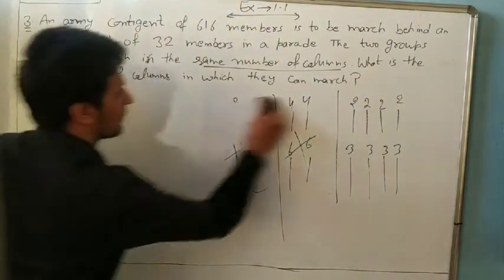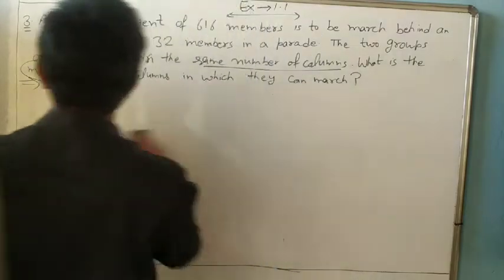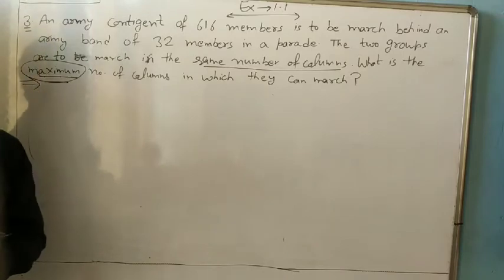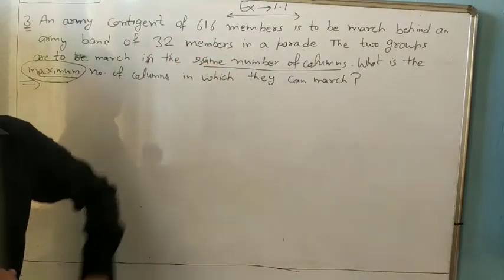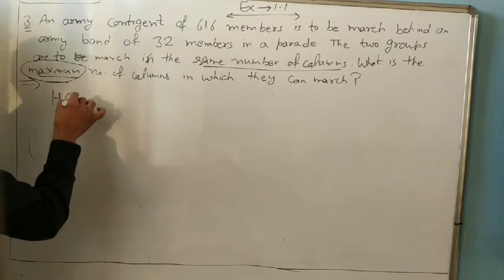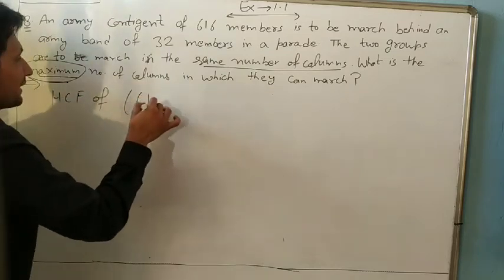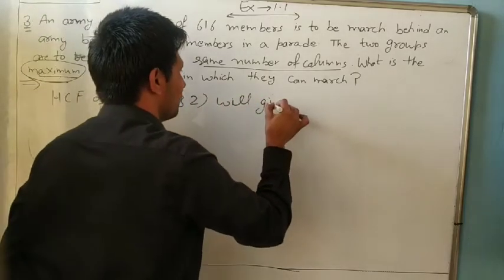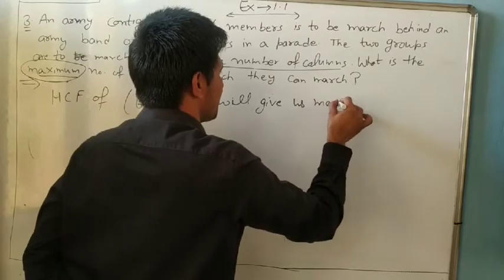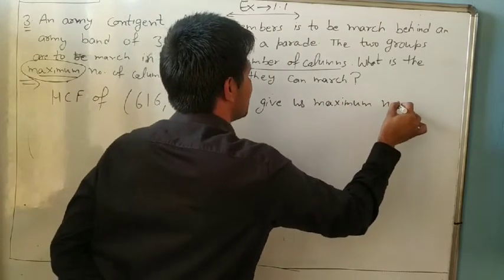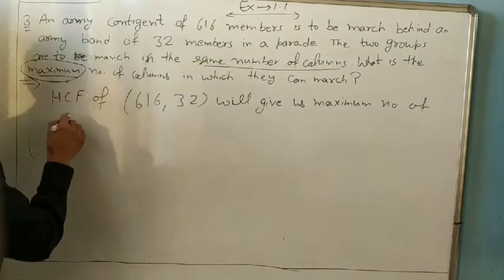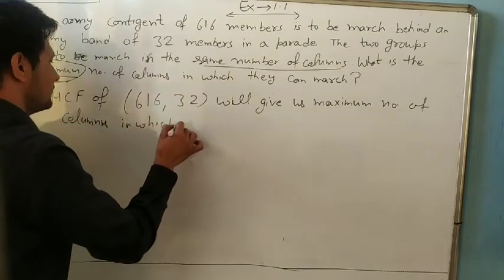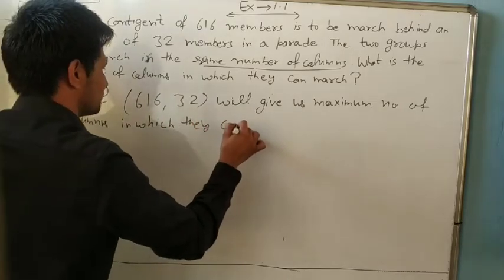So therefore now in the question we have to find the maximum columns. So what will we write? How can we find the maximum columns? By taking the HCF of these two numbers. Write: HCF of 616 and 32 will give us the maximum number of columns in which they can march.